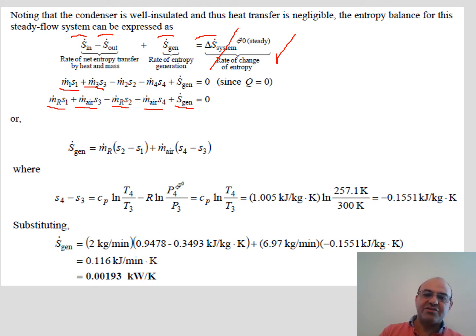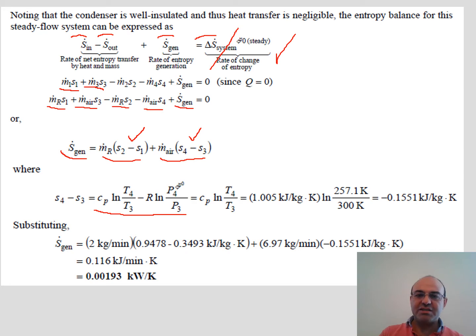So we want to find this entropy generation during this process, which is an actual process. It's not reversible. So therefore, for the refrigerant it is m dot R times (s2 minus s1). We actually found s1 and s2 from the tables. For air, it's an ideal gas. We need to use a different approach. For an ideal gas, we need to use the approximate relation given in the lectures: Cp natural log of T4 over T3 minus R natural log of P4 over P3. So these were given in the lectures.